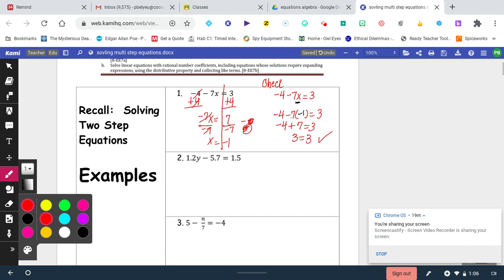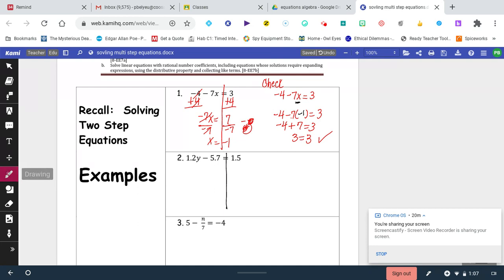Now, you don't have to check these, but I'm showing you that when you solve these equations, basically what you're doing is finding out what value of x or y, whatever your variable is, is going to make the left side equal to the right side of the equation. That's all you're doing. All right, we're going to keep going because you're in my advanced class, so we should know this already.